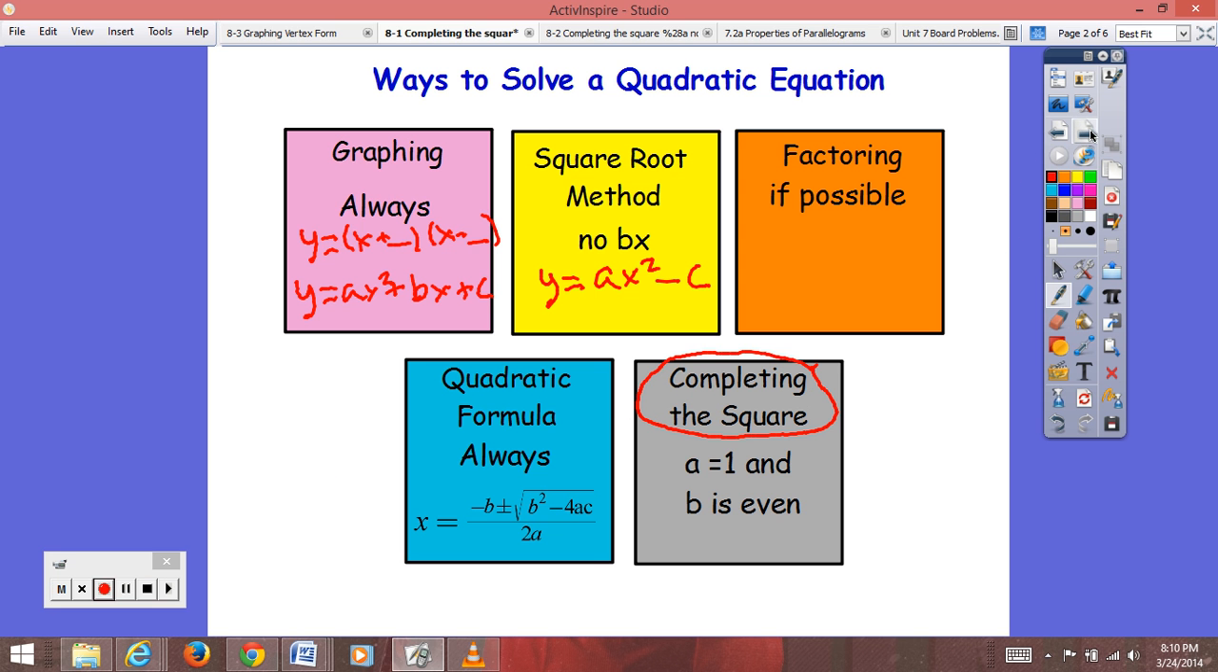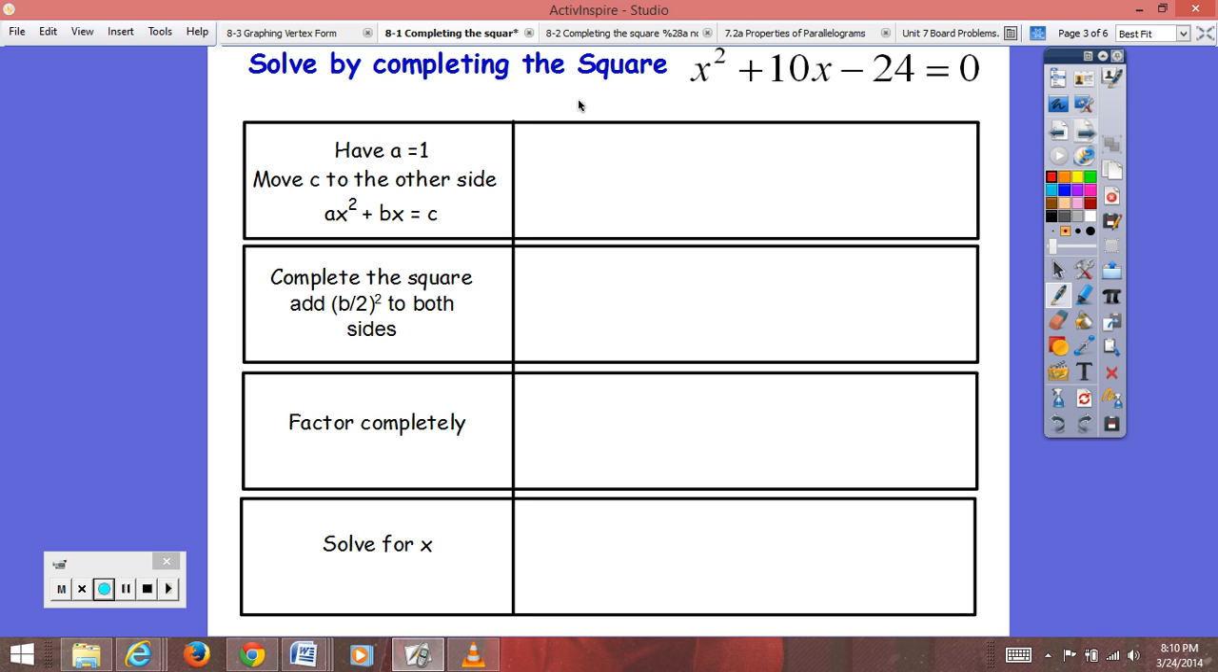So if we look at an example, we want to solve this equation by completing the square. We have a few steps that you need to make sure you follow. You have a equal to 1, which we do, just an x squared, no number in front. Your next step is to move c to the opposite side. So we have ax squared plus bx plus c. We have subtracting 24 here, so to move it to the other side we need to add. So we end up with x squared plus 10x equals 24.